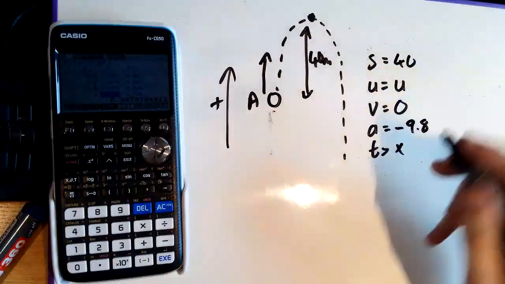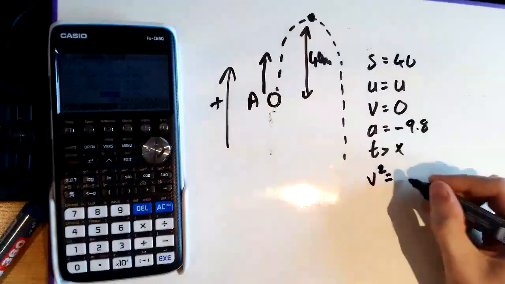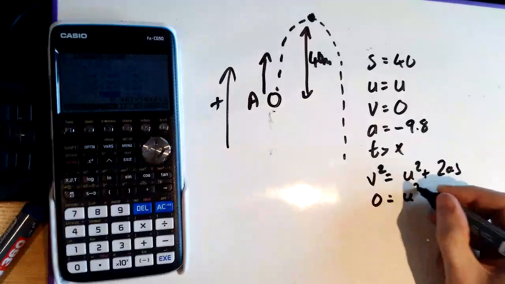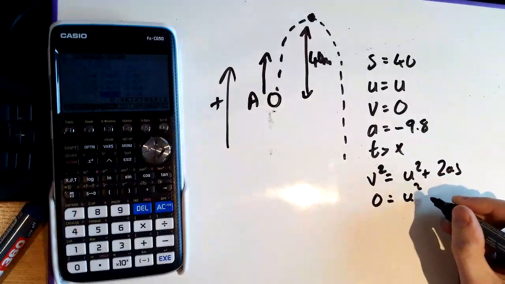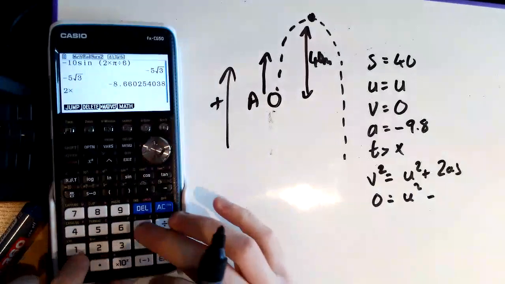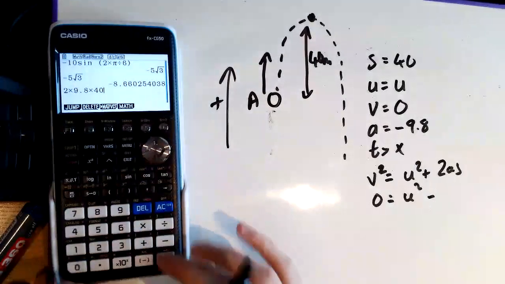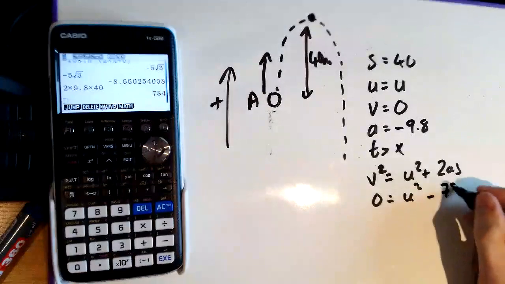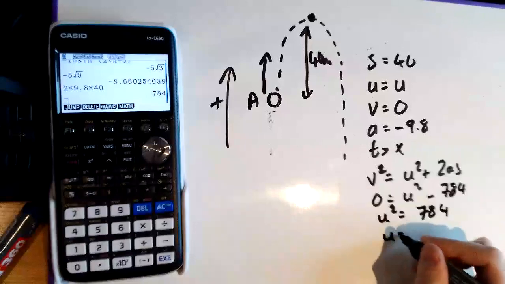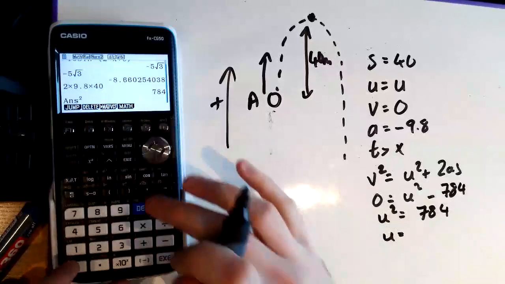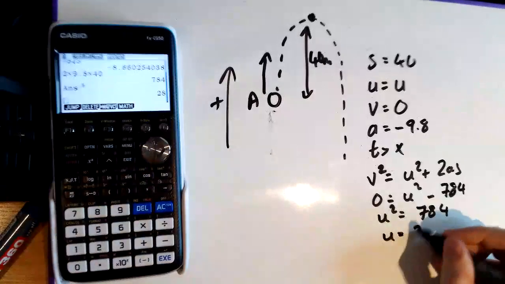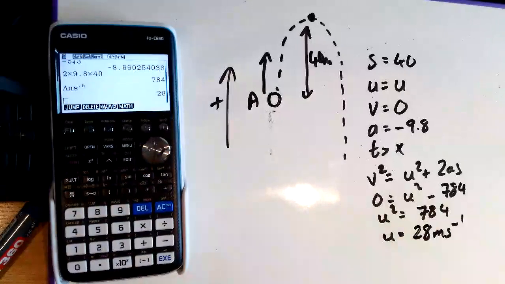So I can use the SUVAT formula without T. So V squared is U squared plus 2AS. So 0 is U squared minus 2 times 9.8 times 40, minus 784. So U squared is 784. So U is the square root of that. So U is 28 meters per second.